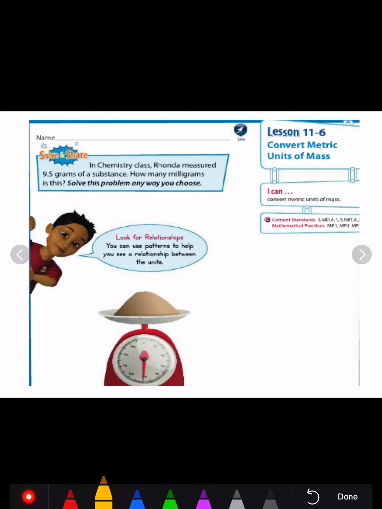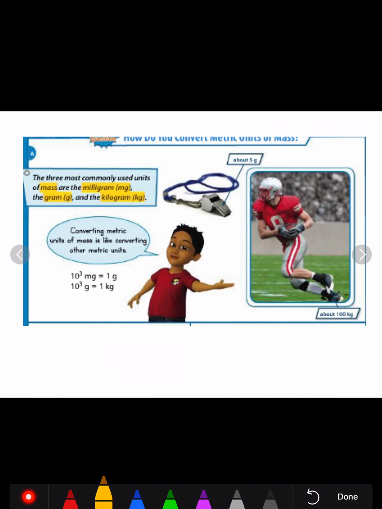What are the most important metric units of mass? Of course, in this lesson we discuss gram, milligram and kilogram. Of course, guys, the basic unit is the gram. And converting metric units of mass is like converting other metric units. It's called metric units, and it's always related to powers of 10.